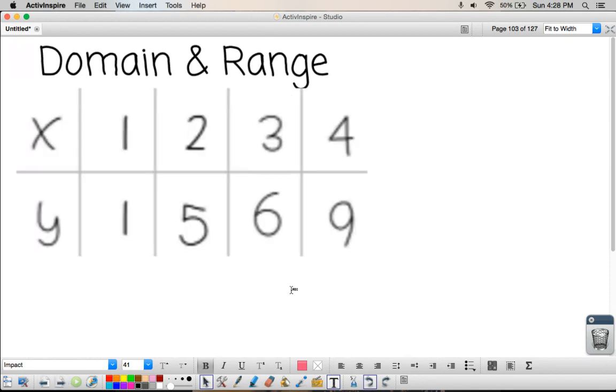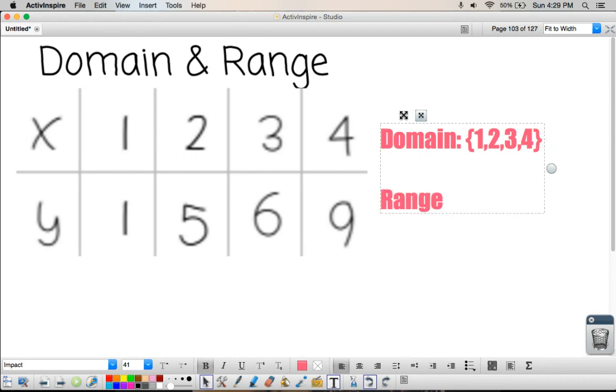When you have a table, it's pretty easy to see because your domain is across your x, your range is across your y. So here my domain is 1, 2, 3, 4. My range is 1, 5, 6, and 9.